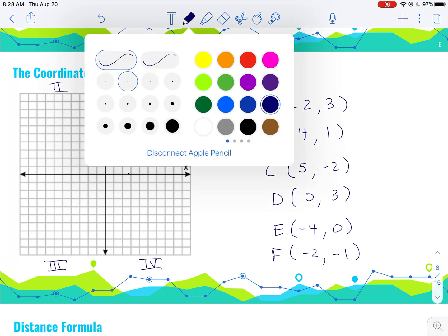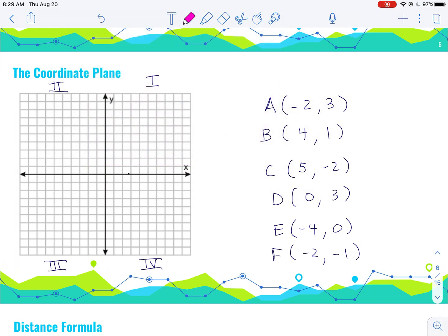So if you want to plot points, like the point A, we name points with capital letters. If the point A is (-2, 3), you're going to move 2 to the left and 3 up, and then you can label it with a capital A. So point A would be in quadrant 2. Point B would be 4 to the right and 1 up, and point B would be in quadrant 1. Point C is the point (5, -2), so 5 to the right and 2 down. Point C would be in quadrant 4.